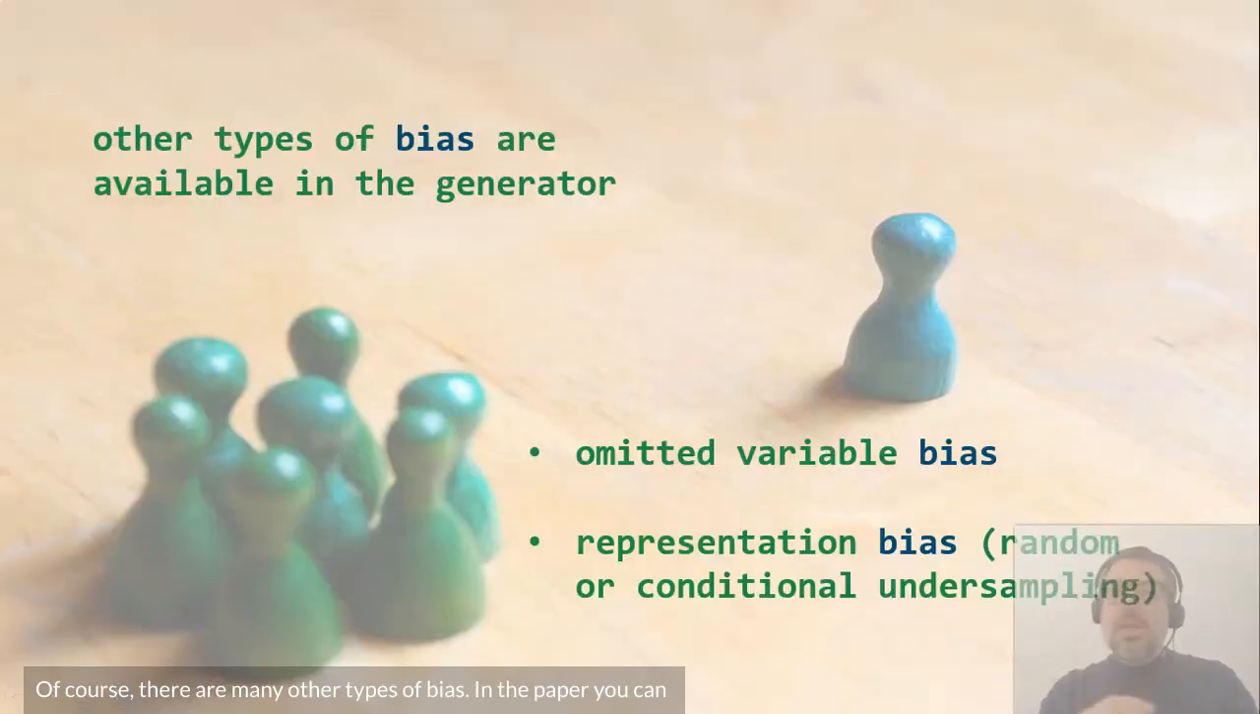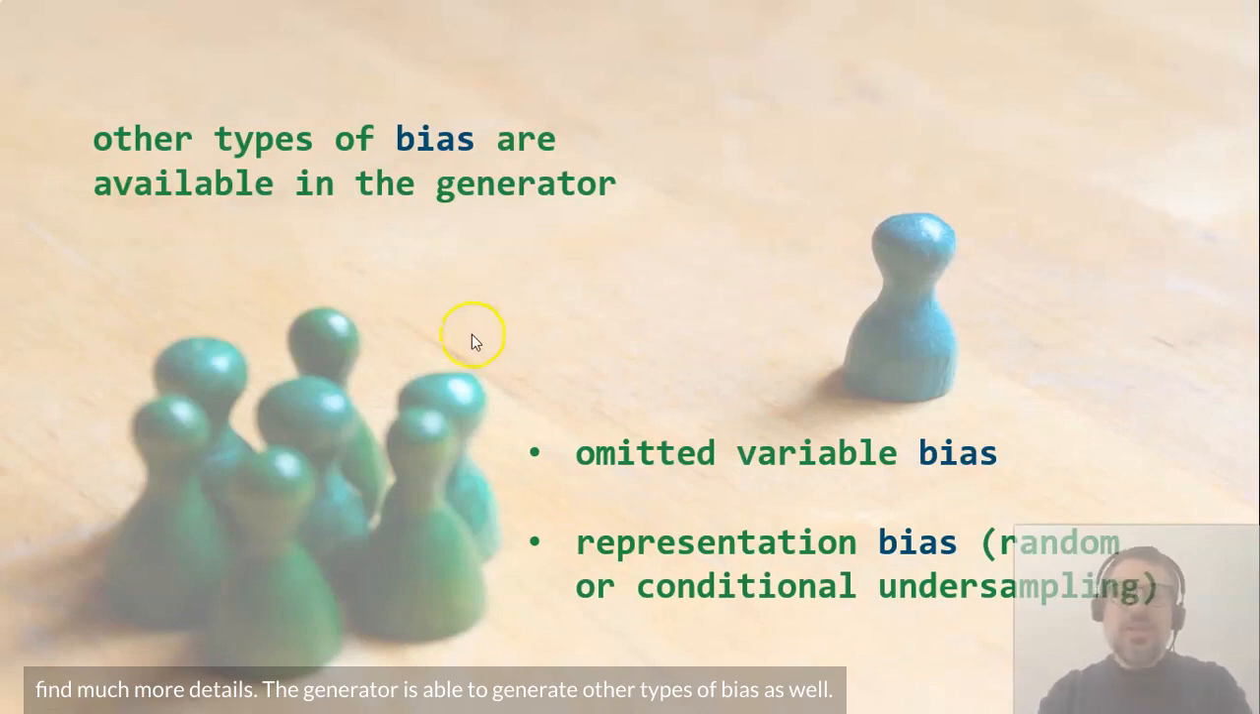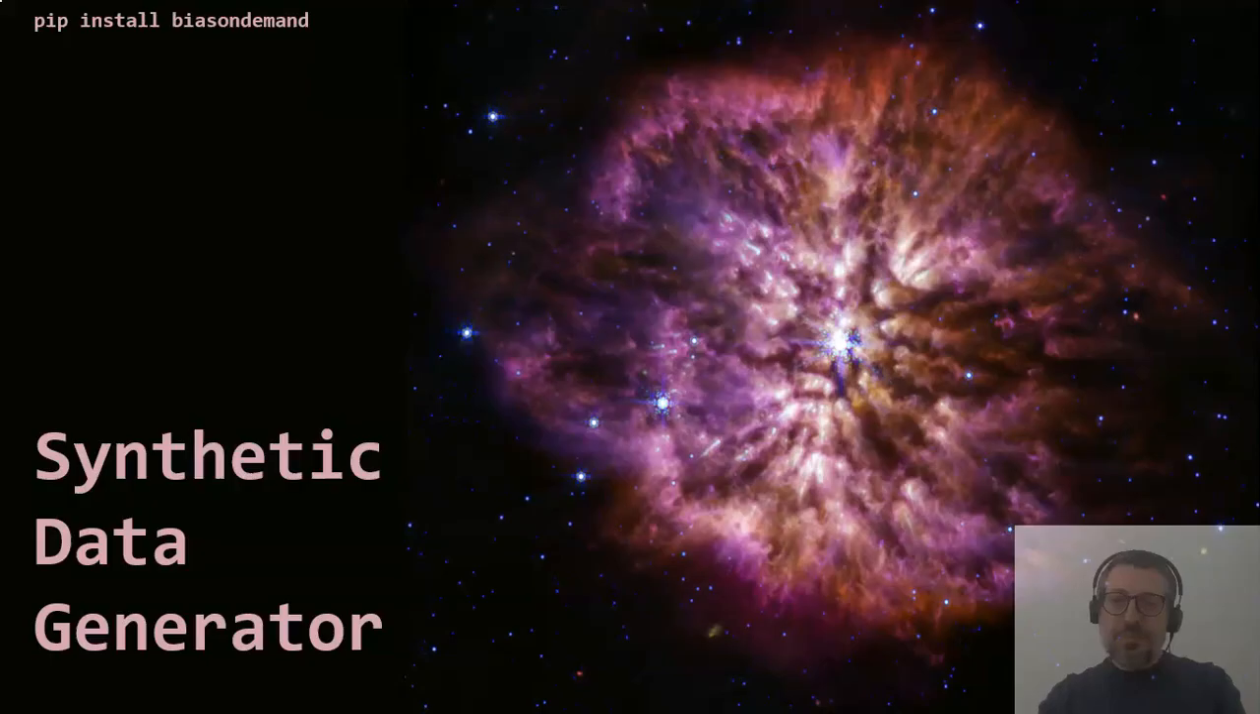Of course, there are many other types of bias. In the paper, you can find much more details. The generator is able to generate other types of bias as well. There are nuances also in the types of bias. I leave this to the full paper.